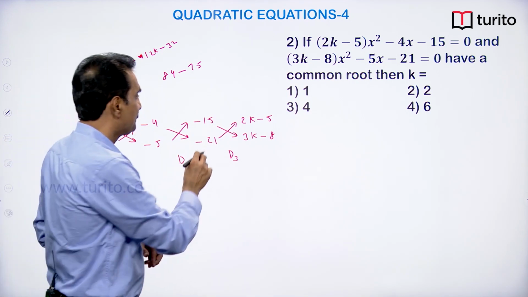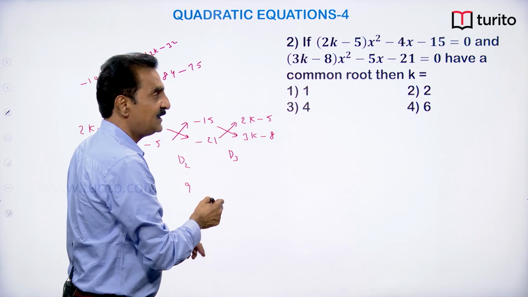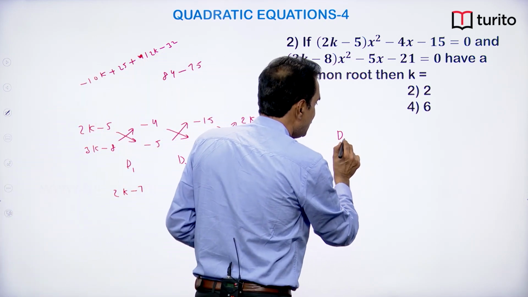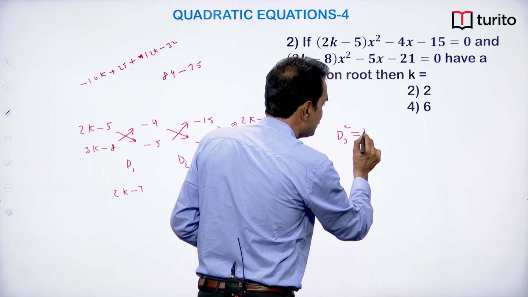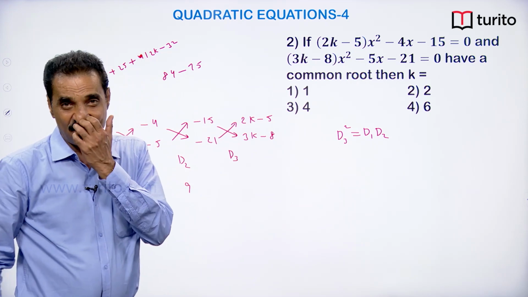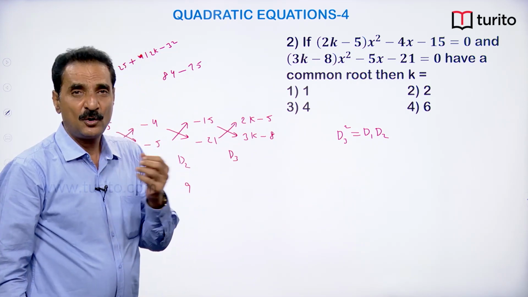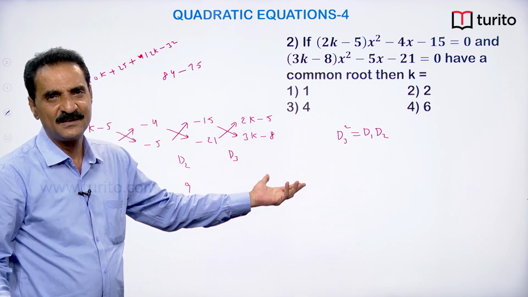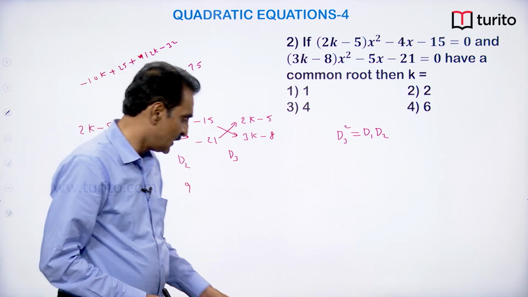And d3, you calculate d3 and then you substitute in the equation the condition d3 square is equal to d1 d2, and you will get a quadratic equation there. Okay. I hope you can solve the quadratic equation and get the value of k. Okay, nothing is there. So I will move on to the next question.